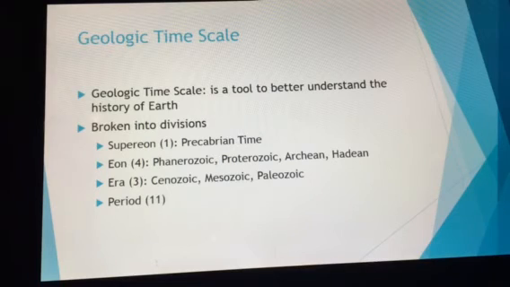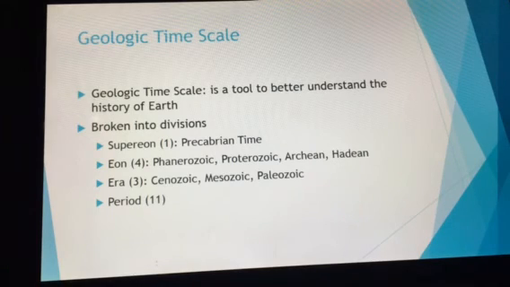Then we have the geologic timescale. The geologic timescale, if you remember back to 8th grade, is basically a tool that shows the start of Earth's history to now. It's just a timeline that we can use to do this. Figure 4.1 in your book has a geologic time scale, and you can see the different super eons, of which we have one, Precambrian. We have our eons, and then we go into our eras and our periods. These are all broken down into smaller portions.